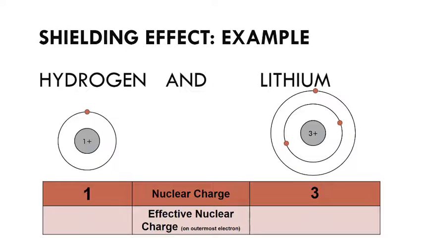So let me use a quick visual here to help you understand these two words and how they relate to each other. I have some simple examples of hydrogen and lithium drawn out here. As you can see, hydrogen is element number 1 on the periodic table. It has 1 proton in its nucleus, which means that its total nuclear charge is positive 1. Our lithium atom has 3 protons in its nucleus and 3 electrons around the outside as well. That means we have a positive 3 as our nuclear charge.